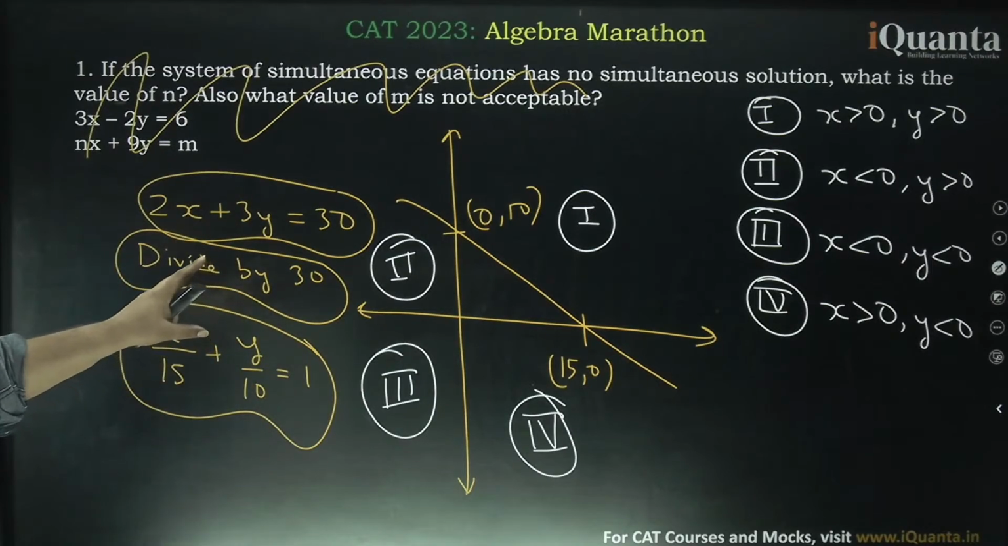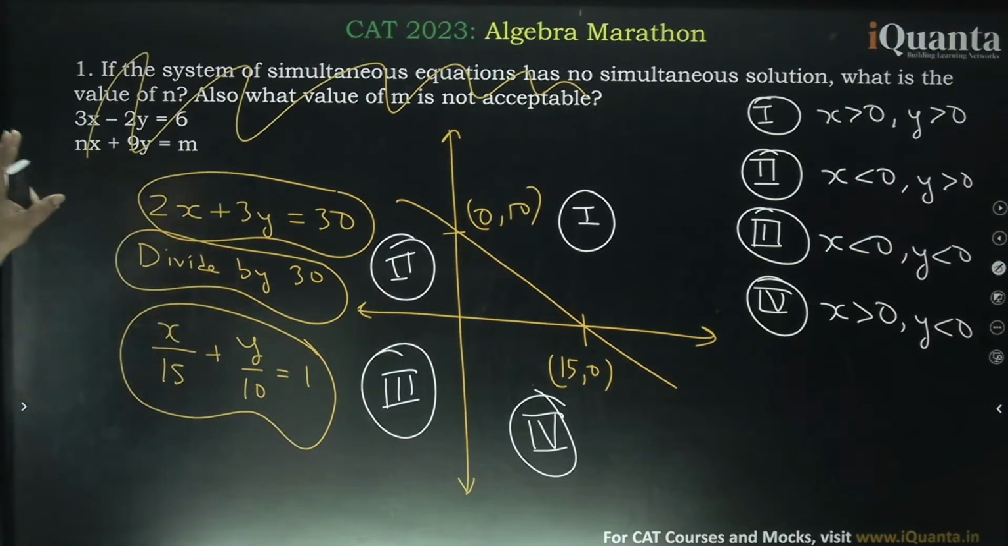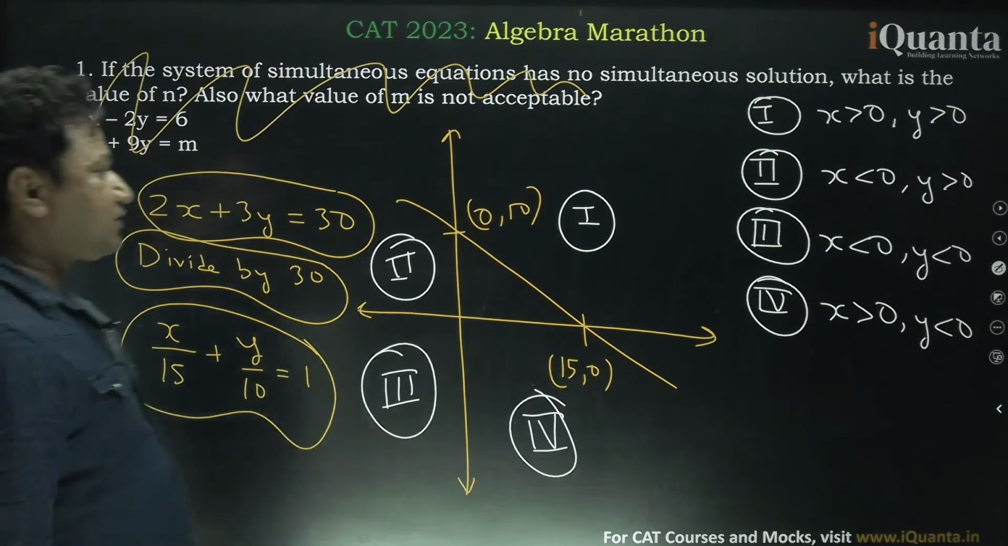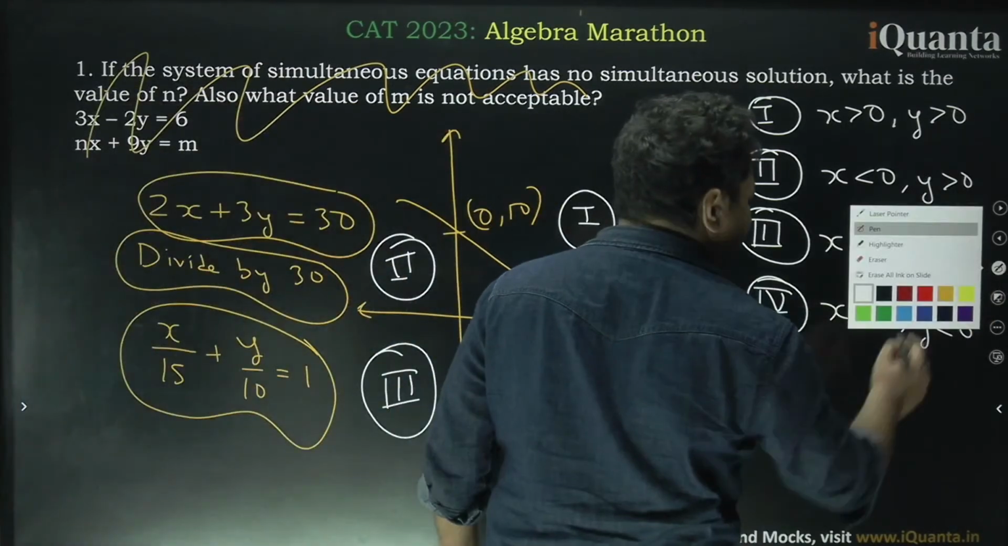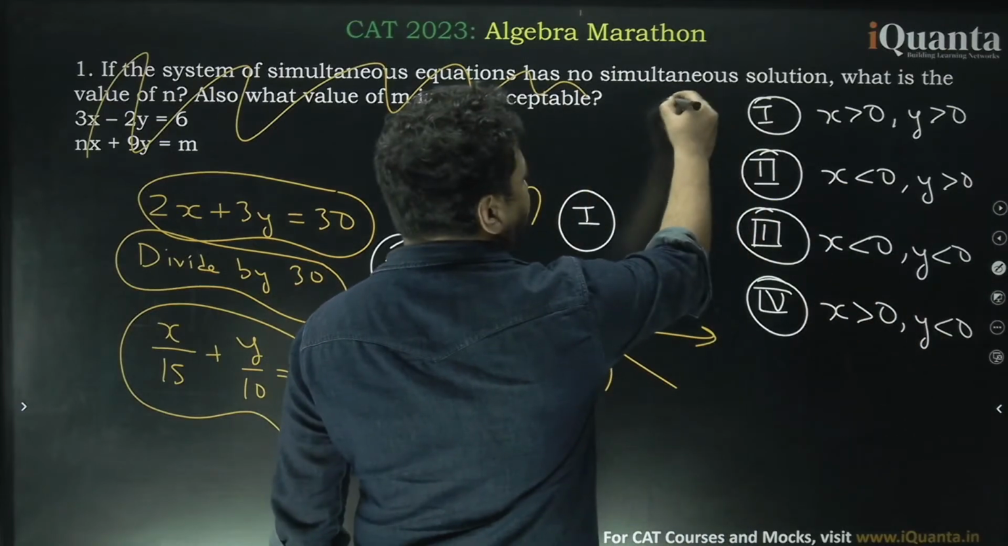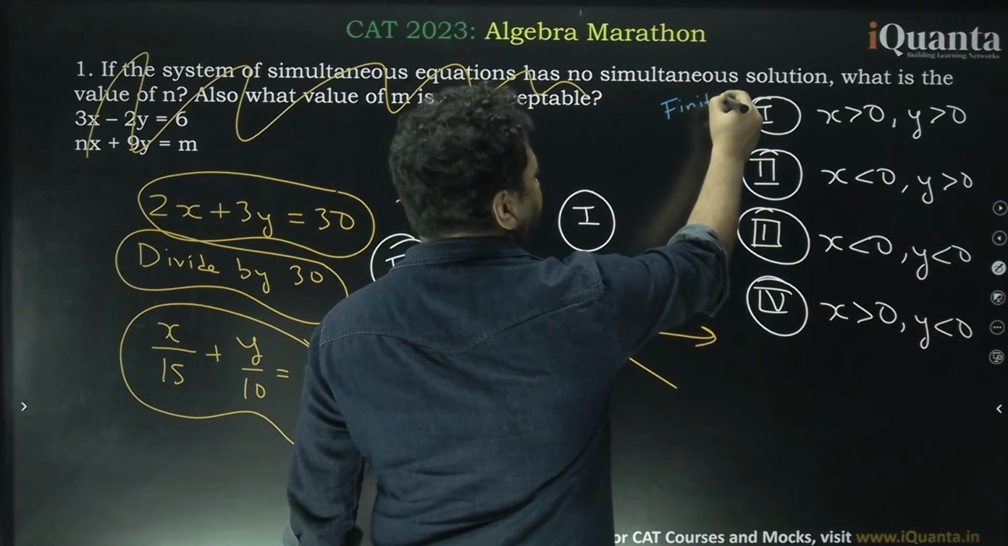Is this clear, everyone? Tell me in the comments, be quick. Is this clear? Now, if I ask you what will be the behavior of this graph in the first quadrant, I can say that in the first quadrant, we will be having a finite number of solutions.